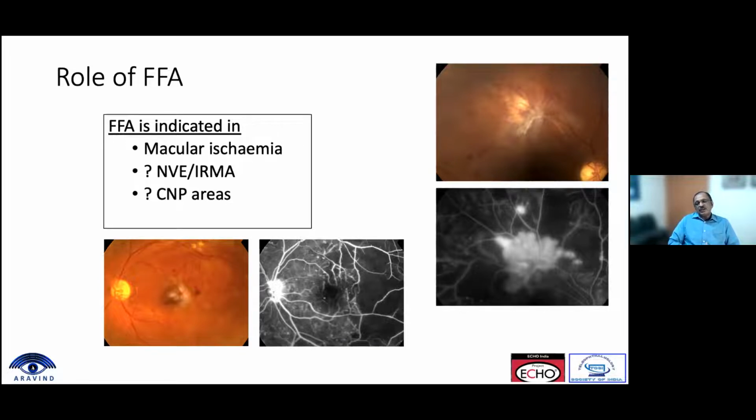In PDR, especially in severe NPDR, when we are not able to identify any new vessels, or to differentiate IRMA. IRMA doesn't leak, while the new vessels would leak, as you can see in the picture here. And then also to identify these areas of extensive capillary non-perfusion that is present in these patients, which will indicate to us that these patients need to be followed more closely than the others.